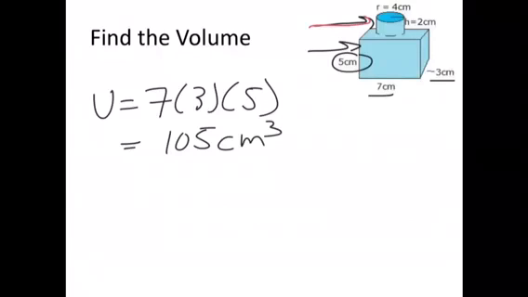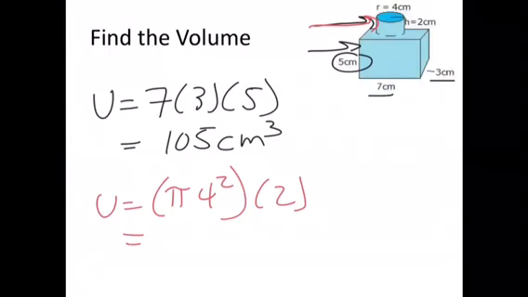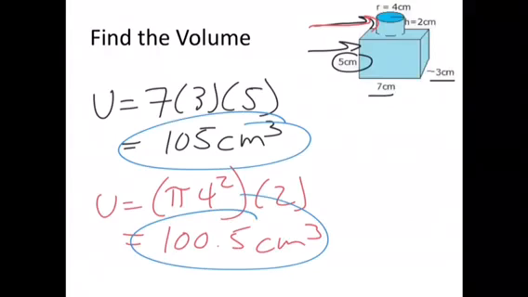For our cylinder up there, the volume is going to be the area of our base, which is pi times r squared, so pi times 4 squared times the height. And that turns out to be 100.5 centimeters cubed. For our final answer, we just combine those two measurements to get a total volume of 205.5 centimeters cubed.